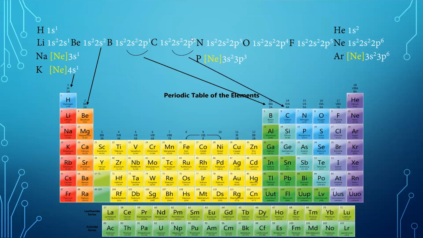Carbon has 1, 2, 3, 4 in group 4. Nitrogen has 5 in group 5. Oxygen has a total of 6 in group 6. Fluorine has 7, and it's in group 7. And argon and neon both have 8, and they are in group 8.